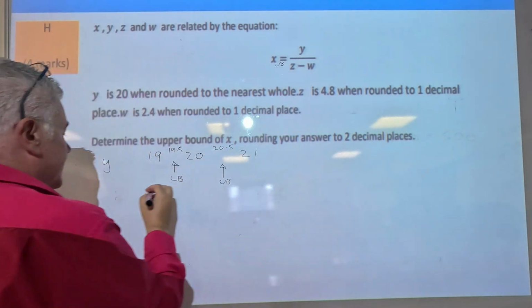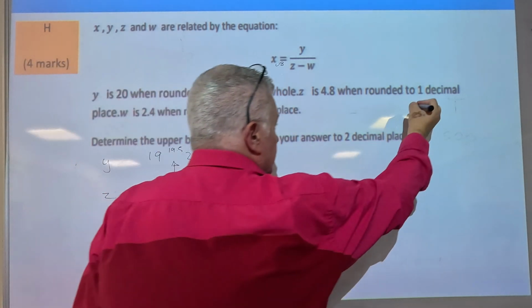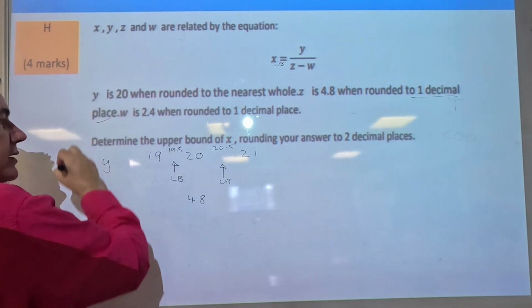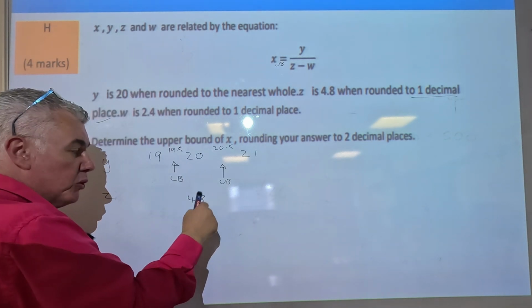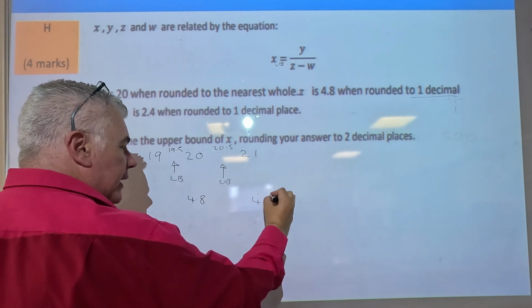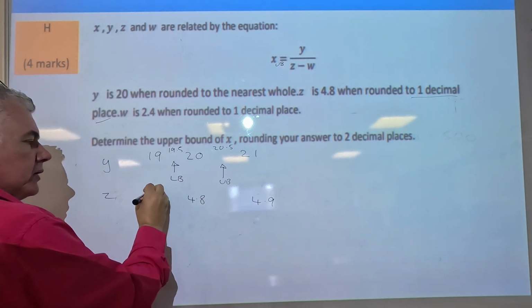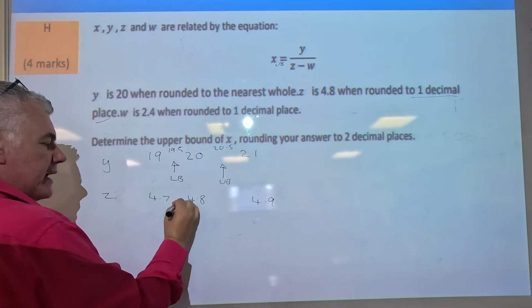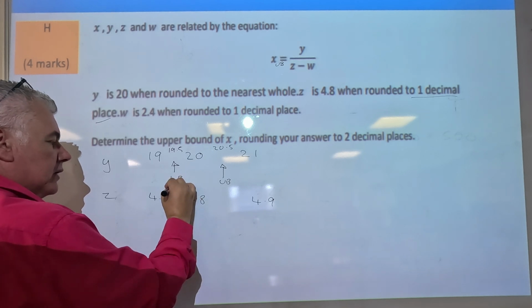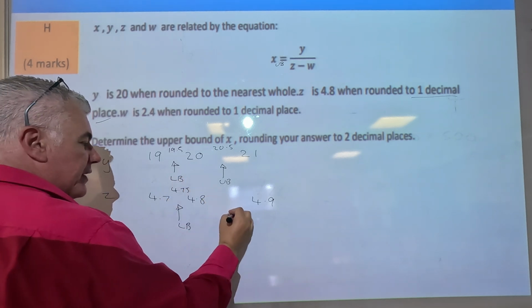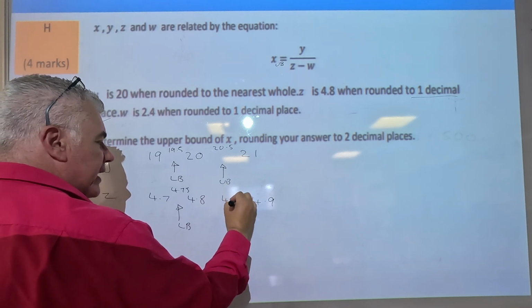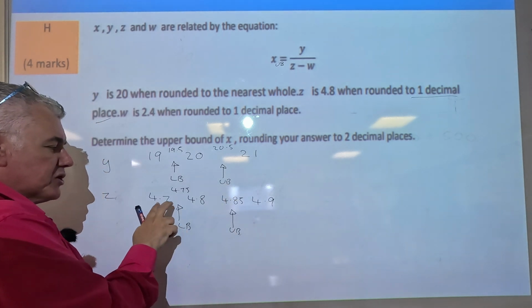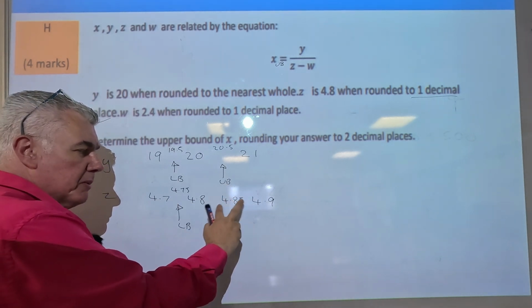Sorted out Y. Z is 4.8 when rounded to one decimal place. I'm going to round that decimal place up by 1. 4.9. Going to round it down by 1. Again, my lower bound is here. 4.75. My upper bound is here. 4.85. The lower bound is always halfway between. The upper bound is always halfway between.